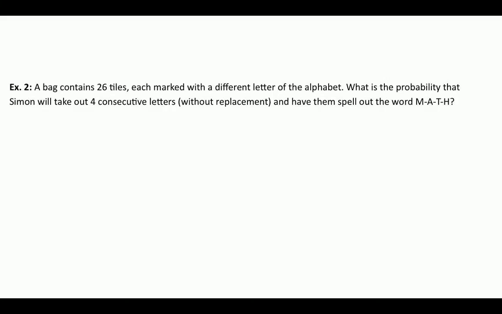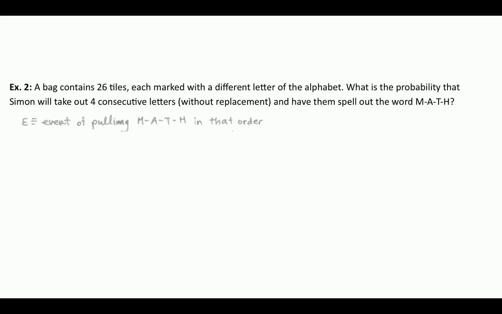We've got a bag. It has 26 tiles, each one marked with a different letter of the alphabet. What is the probability that Simon will take out 4 consecutive letters, so 1, 2, 3, 4, and not replace them and have them spell out the word math, M-A-T-H, in that order? So you have to be thinking, holy cow. Oh my gosh, right? So we've got 4 spots to fill.